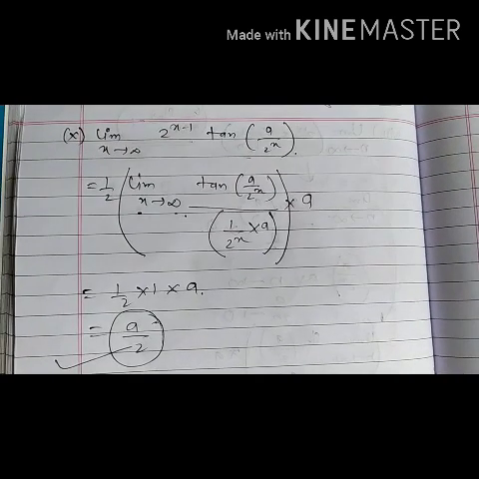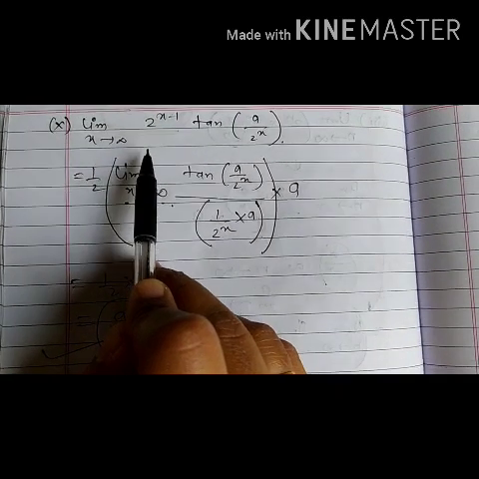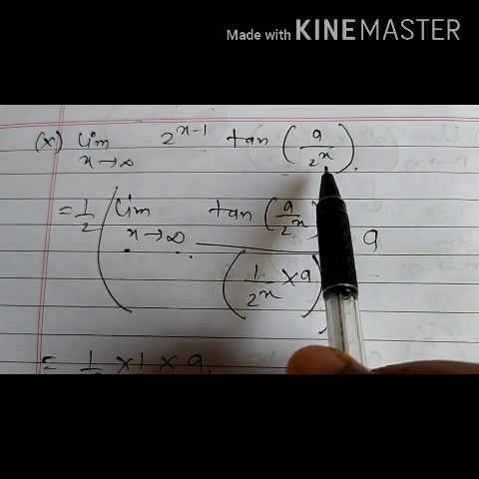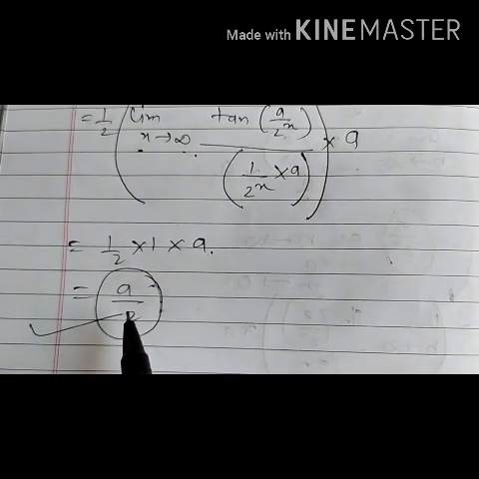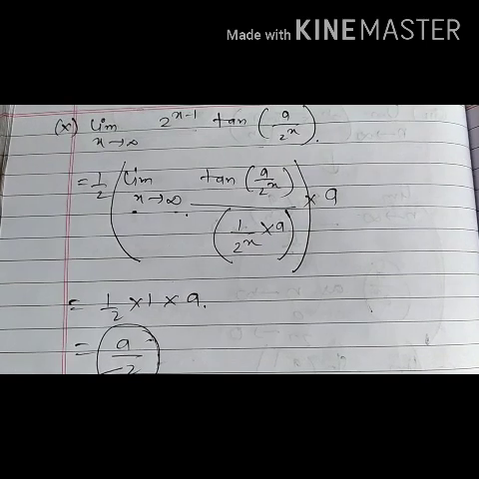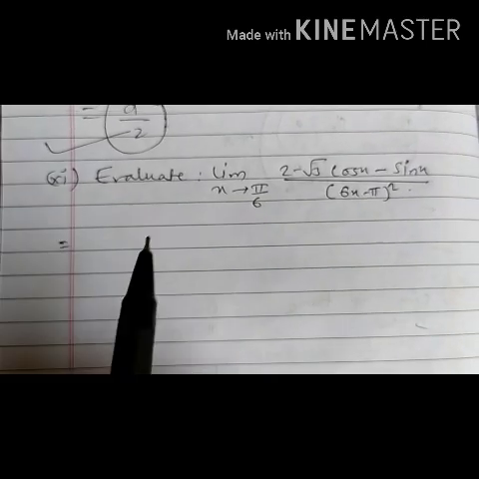Understood? Okay, so we have limit as x tends to infinity, 2 raised to x minus 1, tan of a upon 2 raised to x, is a by 2. Its limiting value is a by 2. Understood? Now we have the 11th example.